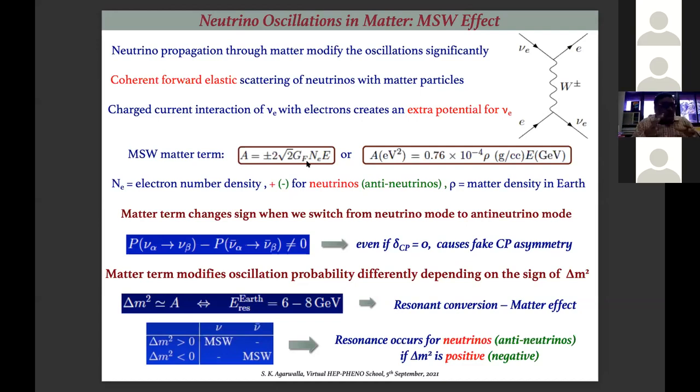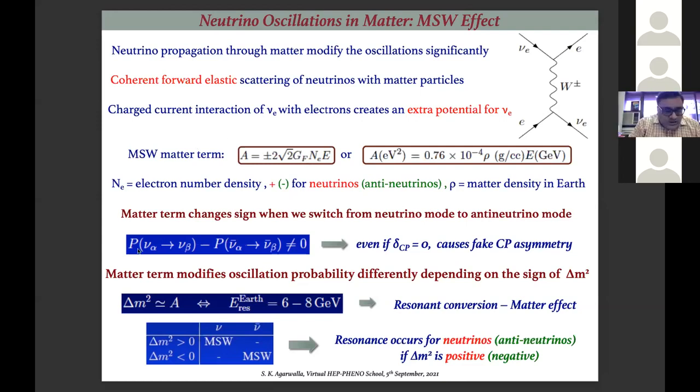The present global fit study tells you that the value of θ13 is around 8.6 degrees or so. But when neutrinos are traveling in earth matter, then this θ13 can attain a value of maximal mixing, which is 45 degrees. And this is known as MSW resonance. This can happen if your neutrinos have energies around 6 to 8 GeV, and if you allow these neutrinos to travel a distance of around 6,000 to 8,000 kilometers inside the earth.